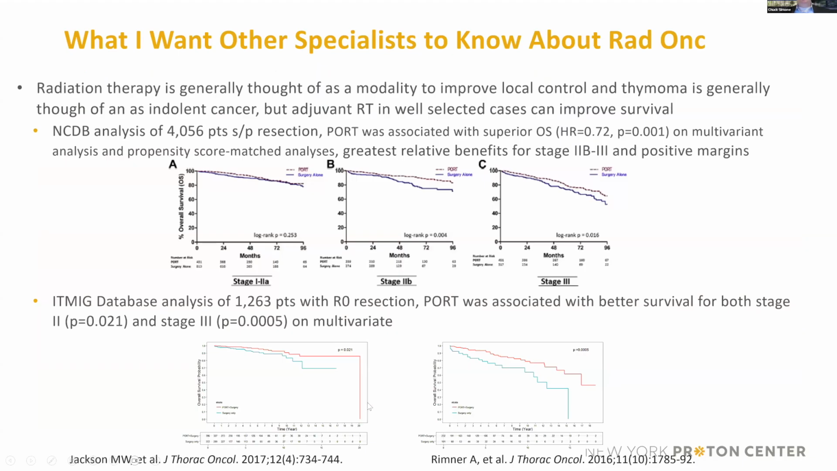So the one thing I'd want everyone who's not a radiation oncologist on this call to know, and even my fellow radiation oncologists, is we generally think of radiation as a local benefit. You do surgery and then maybe you reduce the risk of mediastinal failure with radiation. Well, in actuality, we're doing more than that. If you look at the NCDB analysis I just presented, if you look at the IMIG analysis I just presented, we're not just reducing the rates of failure, that we do very, very well. We're actually improving overall survival. We typically think of this patient population as relatively indolent cancers, but radiation really can make a big difference in this patient population.